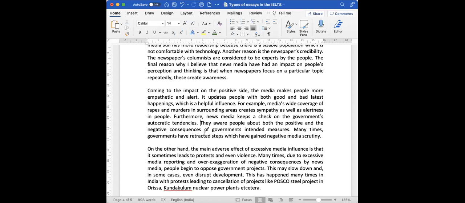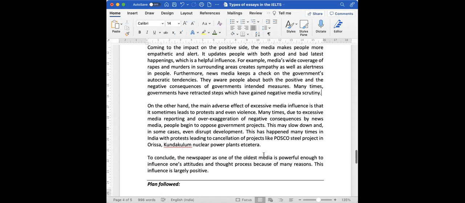Yes, ma'am. हाँ, तो you can give that example. Okay. They make people aware about both the positive and the negative consequences of government's intended measures. Many times governments have retracted steps, have gained negative media scrutiny. Same thing, yes. ठीक है? So who has not heard of the, यहाँ पे एक question mark डाल के, who has not heard of the, इसको क्या बोलेंगे, what will you call that? Farmers protest. Who has not heard of the farmers protest in India? Okay. Yes. So like that.